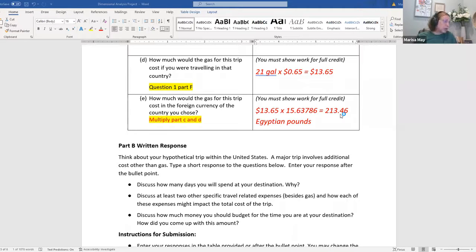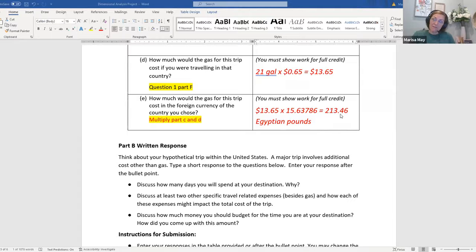Then bullet number 2, discuss at least 2 other specific travel related expenses besides gas. So for me, because I don't have family that lives near San Antonio, I'll need to make sure that I account for a hotel. And I also want to eat good when I'm there because San Antonio is known for really good Mexican food. So those are going to be my 2 expenses to consider. And then how much do I think these are going to cost? Well, that's going to depend on you. How much are you willing to spend?